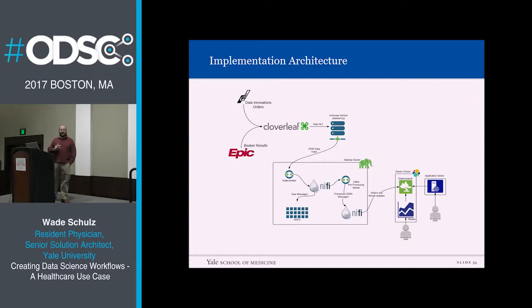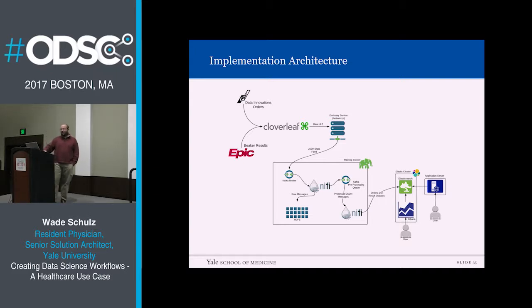Just to look at what this actually looks like in our production data warehouse, we are doing this within Yale New Haven, and we use this for some dashboarding and advanced analytics. Data Innovations is our integration engine, and Epic Beaker is our laboratory information system, and then Cloverleaf is the other integration engine that we use between those. All of the data from those systems comes into one of our custom little applications for some security and data parsing reasons.